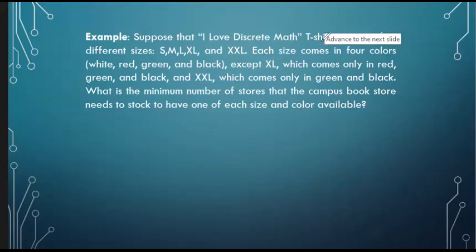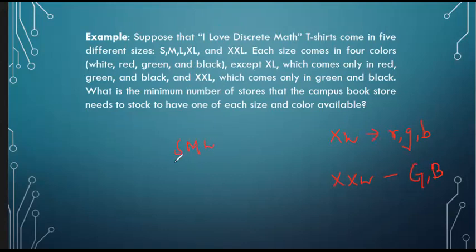Suppose that we have t-shirts with some text written on them, that is, I love discrete mathematics, and which come in 5 different sizes: small, medium, large, XL and XXL. Now each size comes in 4 colors except XL and XXL. XL only comes in 3 colors, which are red, green and black, and XXL comes only in 2 colors, green and black. The other three are all in 4 colors, which are white, red, green and black.